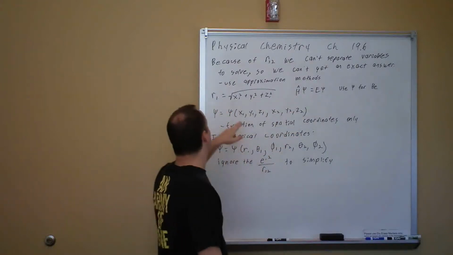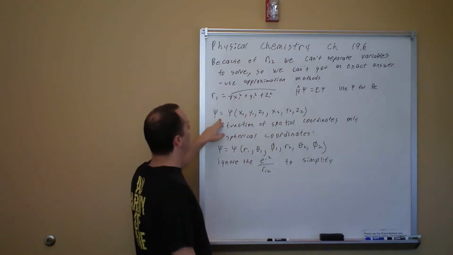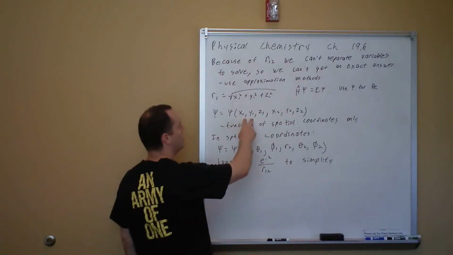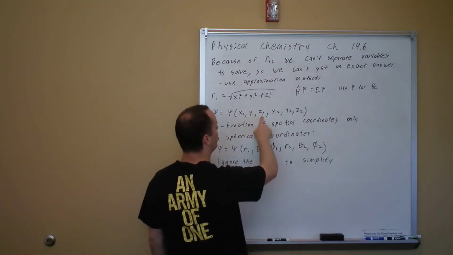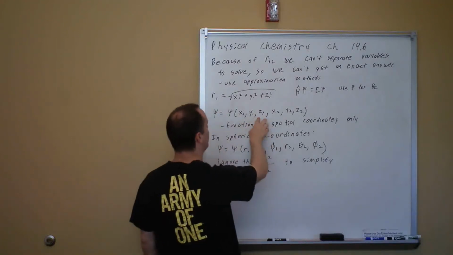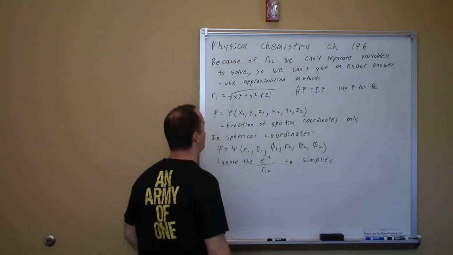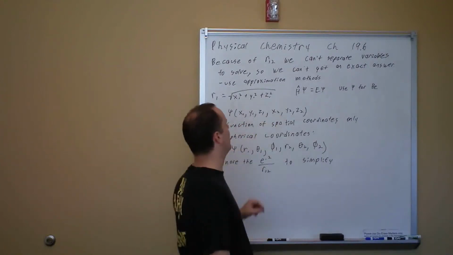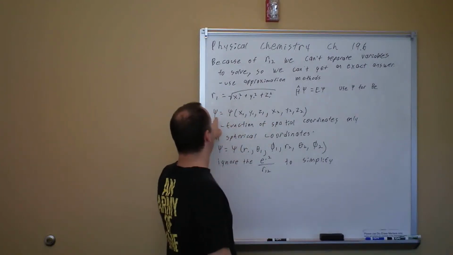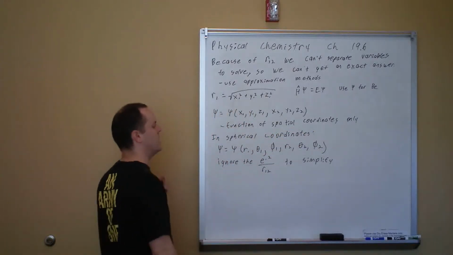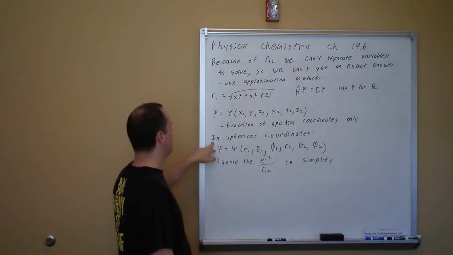Now, remember, psi before with hydrogen was a function of just x, y, and z. But now we have two electrons. So we have x1, y1, z1, that's the x, y, z for electron 1, and then we have x2, y2, z2, that's the x, y, z for electron 2. So psi is a function of 6 variables now. And remember, though, psi is a function of the spatial coordinates only. We have a separate function for the spin momentum.